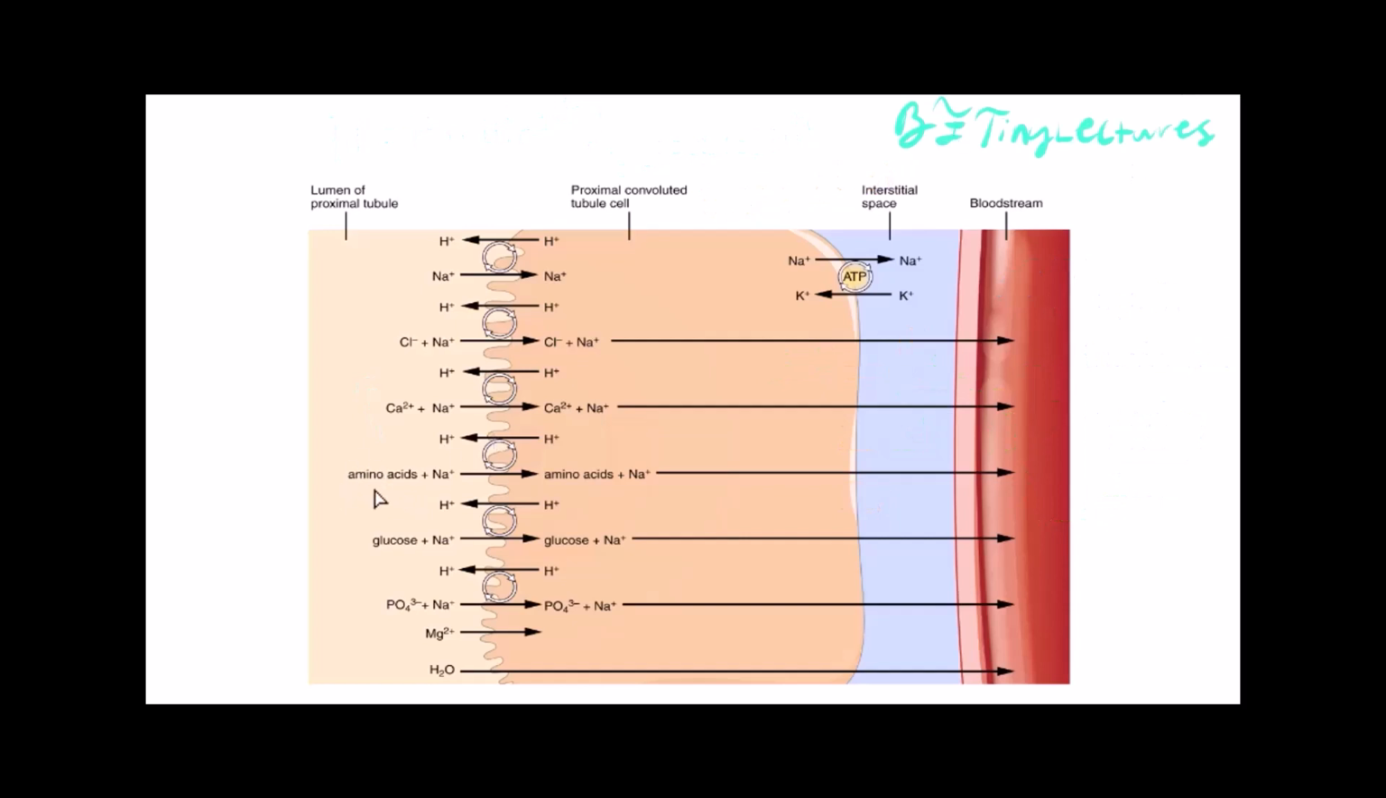We also have amino acids being pulled into the interstitial fluid within the proximal convoluted tubule. Sometimes the body wants to save the amino acids. For instance, if we're bodybuilders and we want to build muscle, we want to save as much amino acids as we can.